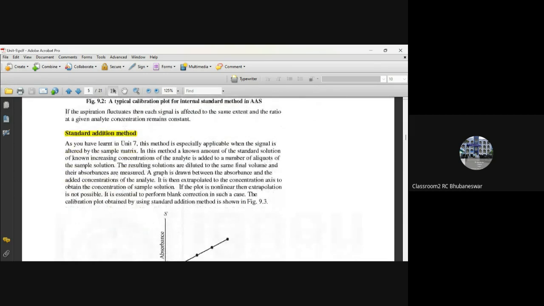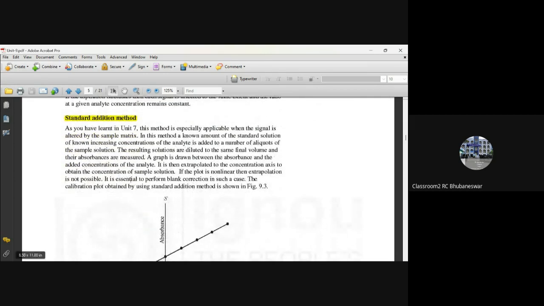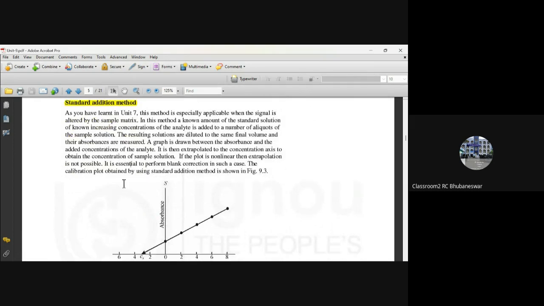Okay, then another is the standard addition method. This method is specifically applicable when the signal is altered by the sample matrix.